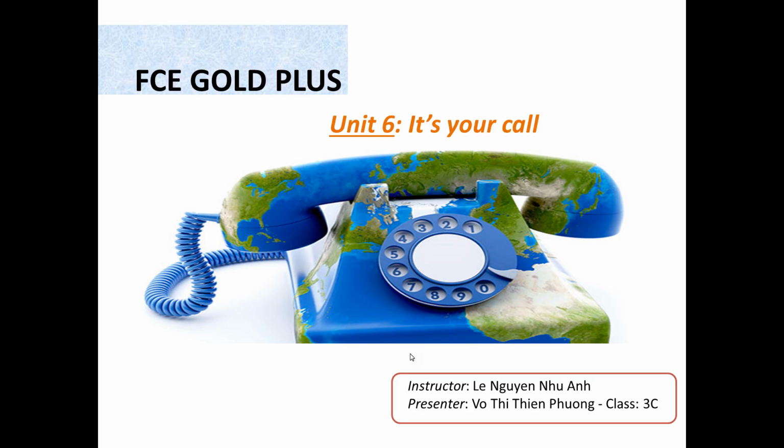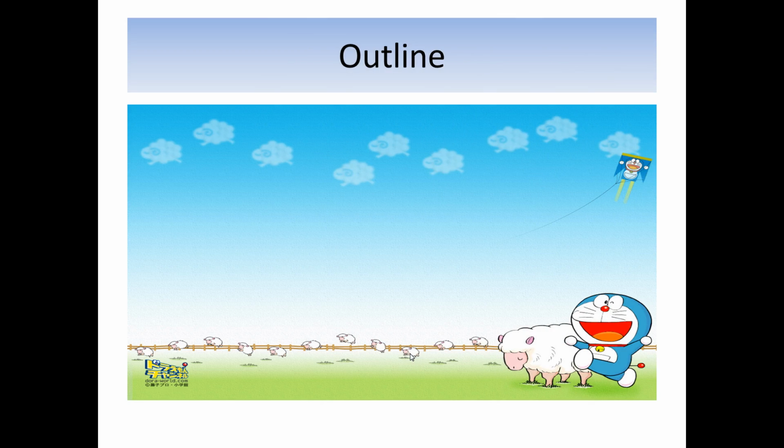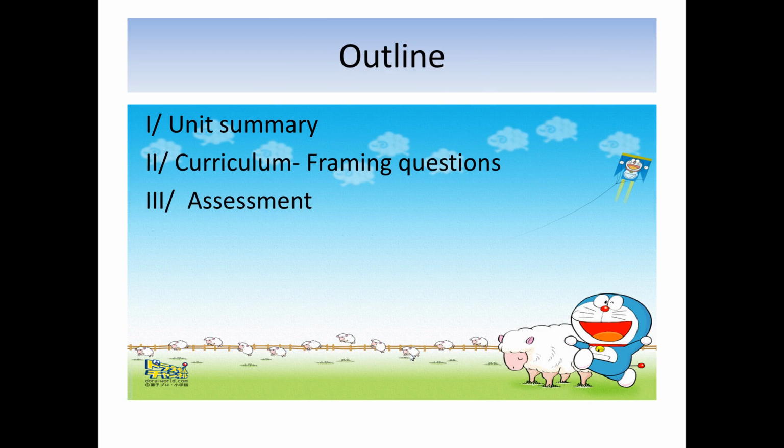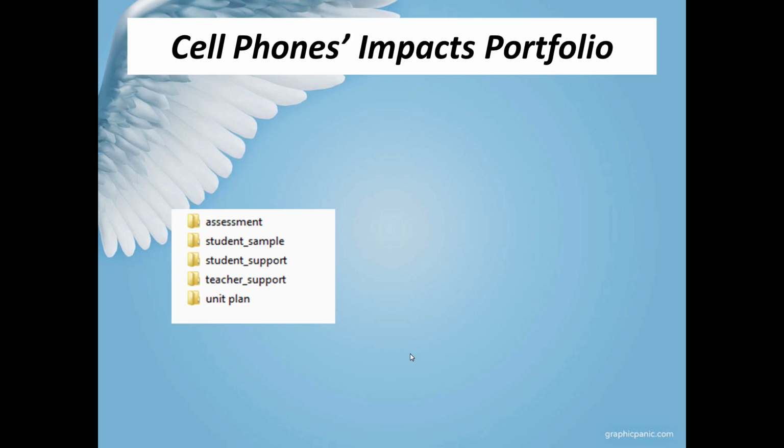It's your turn. Before I start, I want to introduce my outline. My outline has 4 main parts. The first one is unit summary, the second one is curriculum framing questions, the third one is assessment, and the last but not least is instructional procedures. And this is my portfolio of cell phones impacts.